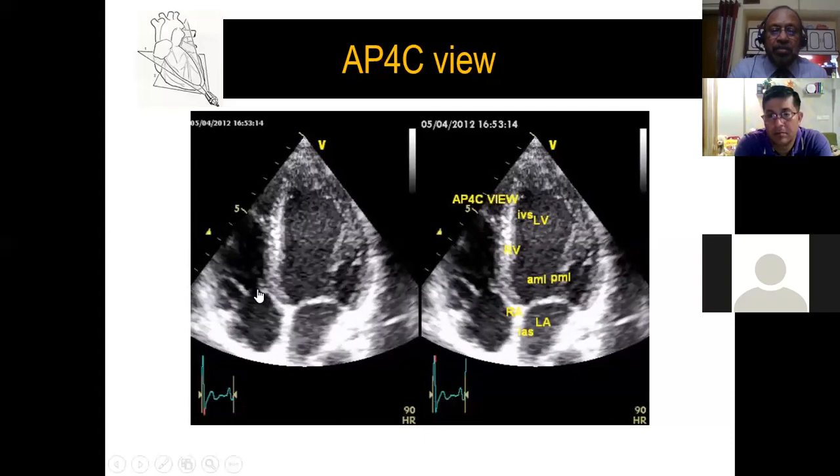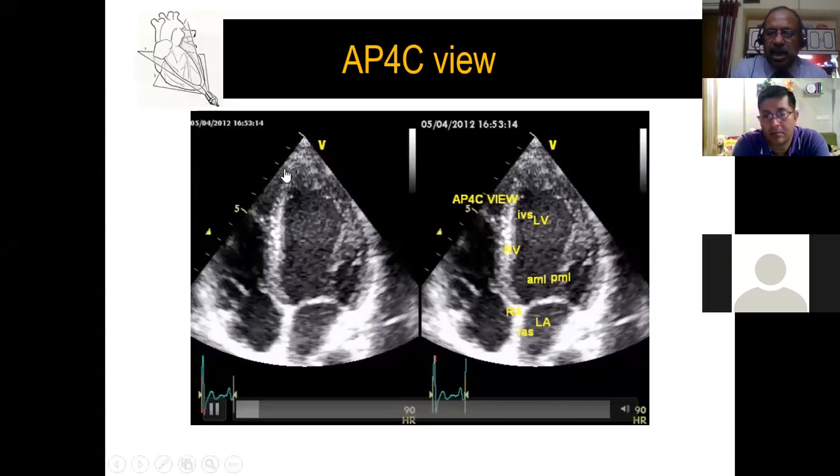On the other hand, we see RV free wall. All of you understand the RV free wall is supplied by RCA. The RCA branch supplies the RV free wall. And here we can look at the right coronary artery blood supply. So we are looking at RCA, we are looking for LAD, and then we are looking for circumflex.